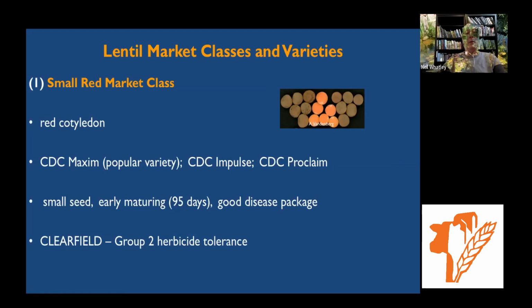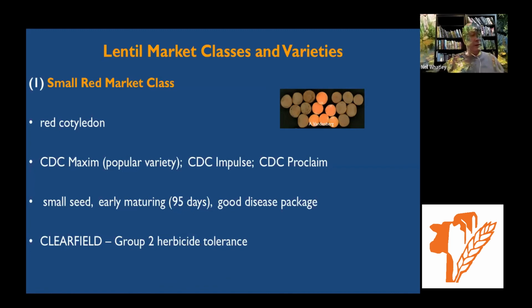So the small reds, it's the cotyledon inside the seed that's red. The outside of the seed is more of a grayish color. The most popular variety is CDC Maxim. There are many lentil varieties now. CDC Impulse, CDC Proclaim, they all perform pretty well. It's a small seed, early maturing, 95 days. It's got a good disease package, and it's Clearfield, so it's group 2 herbicide tolerance.